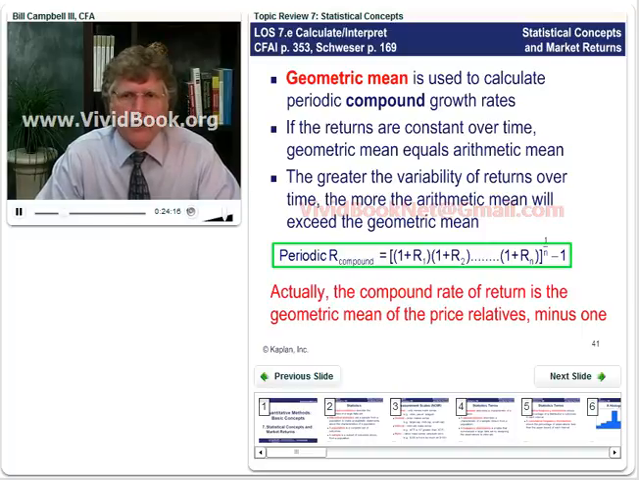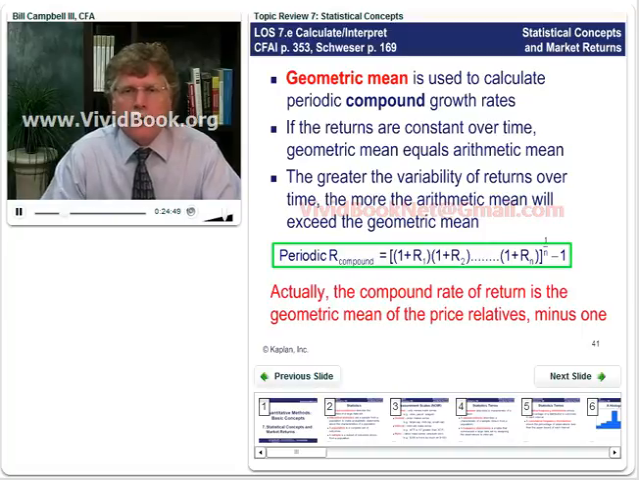That compound return is the return if, instead of getting different returns every year, let's say you had an investment that the first year returned plus 5%, the second year plus 7%, the third year minus 3%, and so on. At the end of 20 years, you would have a certain amount of money in your account. Instead of getting all those variable returns each year, if you had gotten a constant return, same return every year, what return would you have to get so that you would have ended up with the same amount of money as when you got all those variable returns. That constant return every year, that's the geometric mean return that we're talking about.